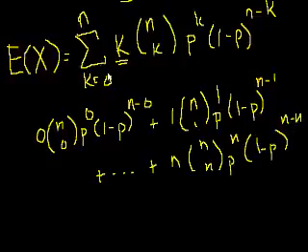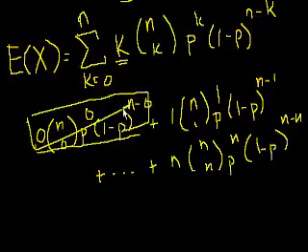And what I just said is the first term, which is this term, is going to be equal to 0, because k is equal to 0. 0 times anything is 0. So we can ignore that term, and we can rewrite this sum as essentially this sum right here.